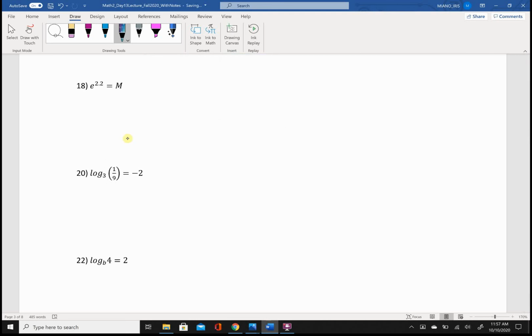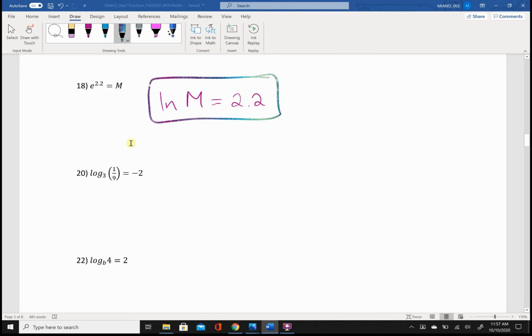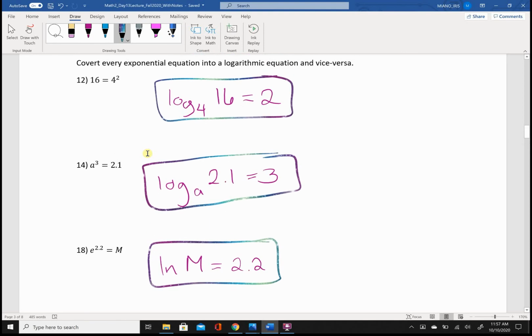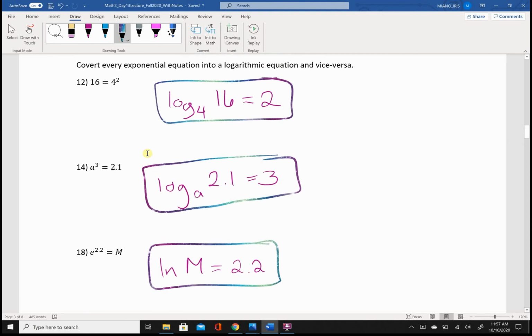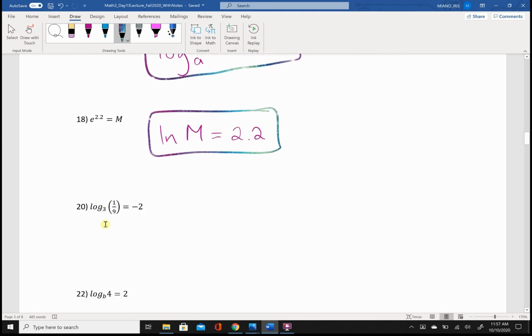The base is the base. Oh, the base is e this time, so I'm not going to put log base e. Careful, right? You want to put natural log. The argument is equal to the exponential, so the argument will be m this time. The logarithm is always equal to the exponent of 2.2. And there you have it. So hopefully this isn't going too fast and people are feeling comfortable with that. Once you get the mantra down, it goes pretty quickly, I would say. And again, the mantra is the base is the base, the exponential is equal to the argument, and the logarithm is equal to the exponent.